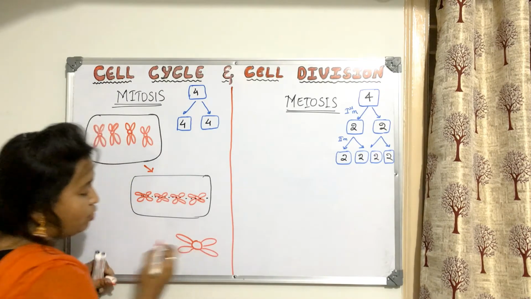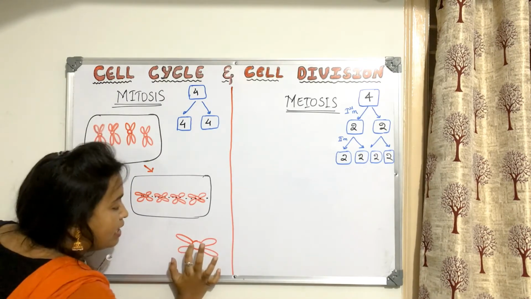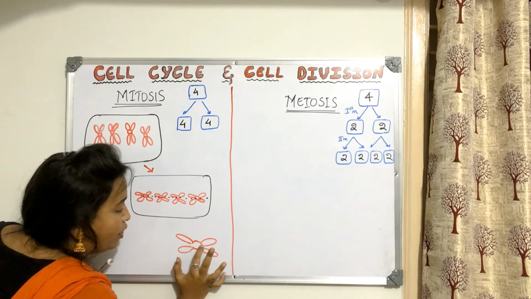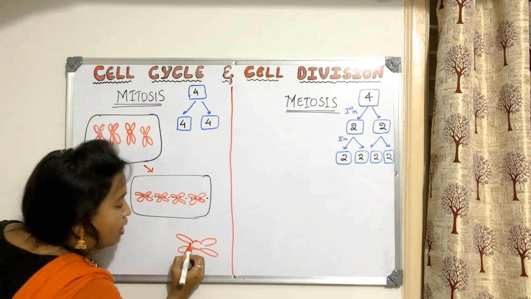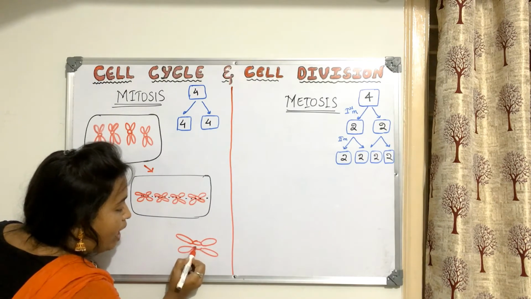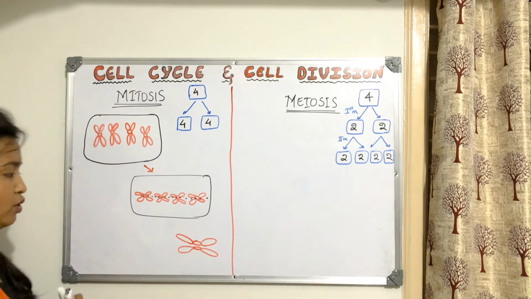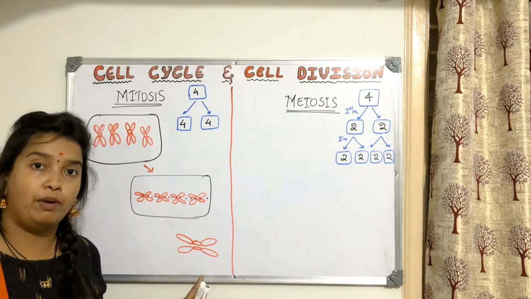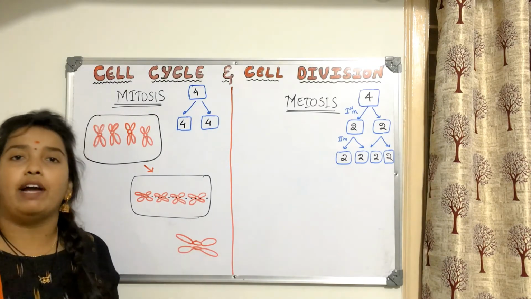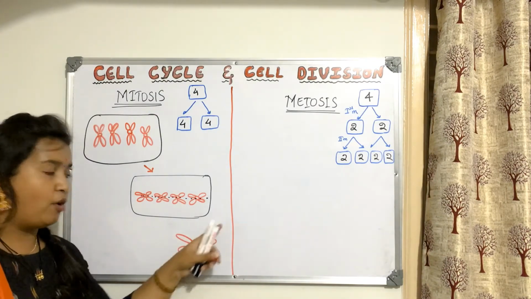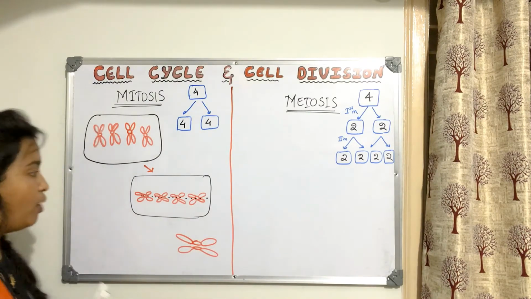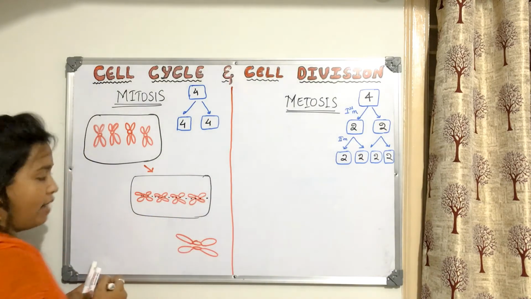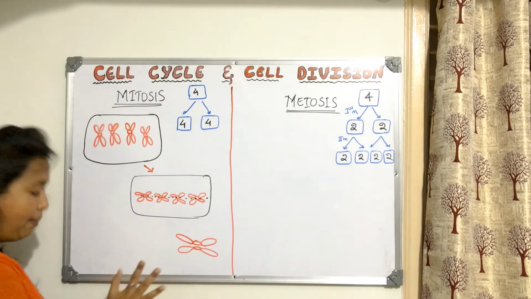Now what happens is that it divides in the centromere region like this. The centromere will divide. Then what will happen? Now this is 1 and this is 1. So in one chromosome, what are you able to see? The chromatids have divided. So this is one chromatid, this is one chromatid. Sister chromatids have divided. That's it. So the centromere will divide.